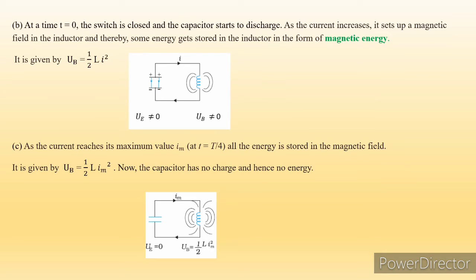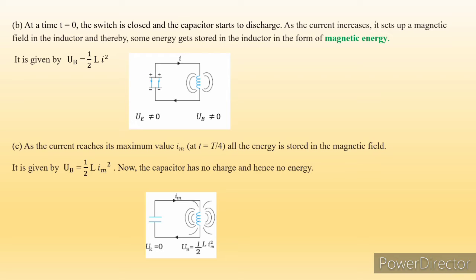Figure B. At time t equal to 0, the switch is closed and the capacitor starts to discharge. As the current increases, it sets up a magnetic field in the inductor, and thereby some energy gets stored in the inductor in the form of magnetic energy. It is given by UB equals half Li square. In this stage, UE is not equal to 0 and UB is also not equal to 0.